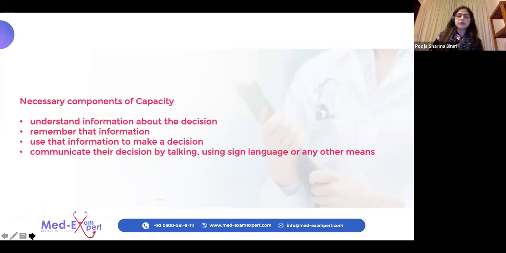So this is how you will assess for capacity. It's only by a conversation with the patient. There is no specific proforma or a questionnaire for you to ask. But the important thing is that what information you have given, that person has understood the information, has retained the information, and used the information to make a decision, and then told you the decision about what treatment they want to take.